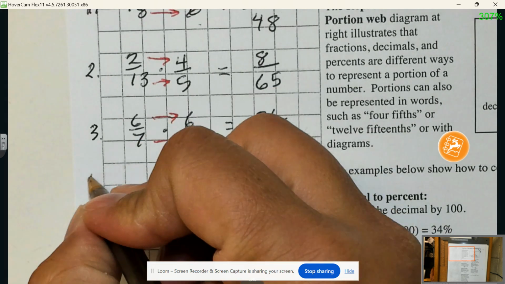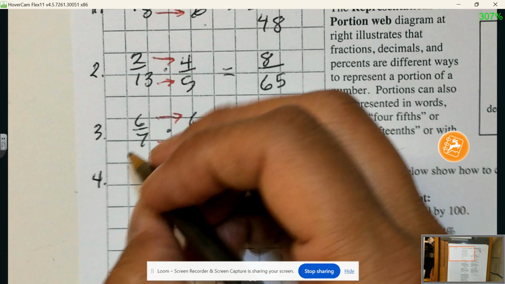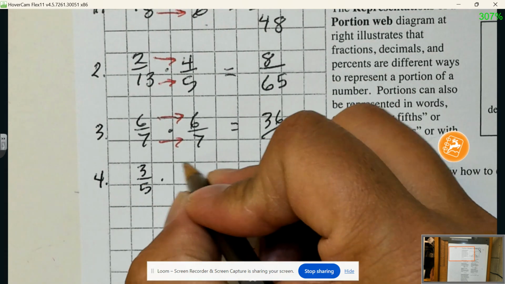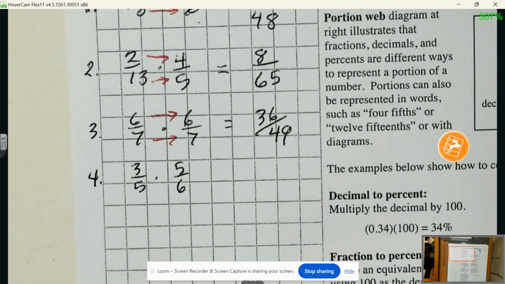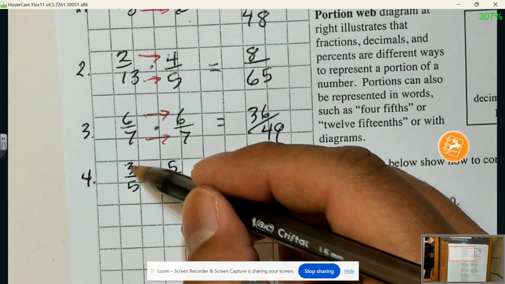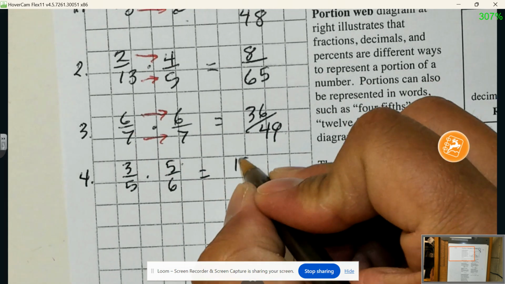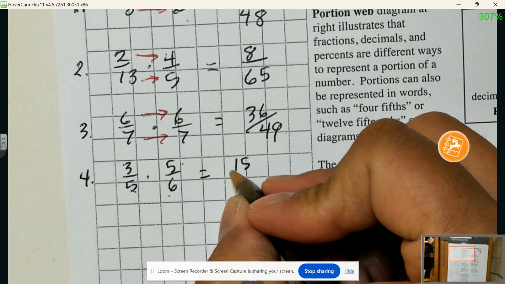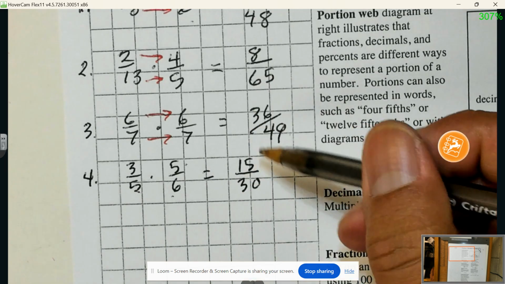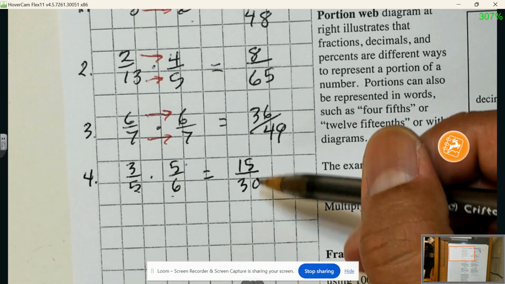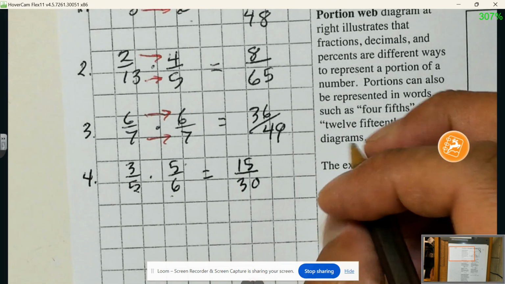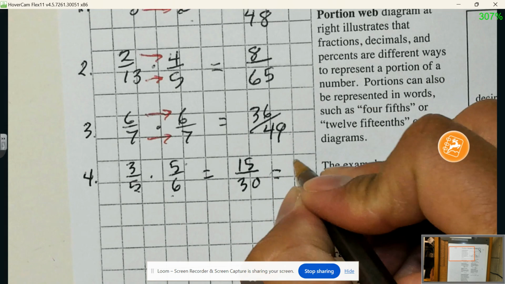So problem number 4, example 4, we have 3/5 multiplied by 5/6. So we could go straight across. Okay, going straight across, we have 3 times 5, which is 15, and then 5 times 6, which is 30. Okay, but 15/30, they both go into 5, so they can reduce, but actually they both have a greatest common factor of 15. So this reduces to 1/2.